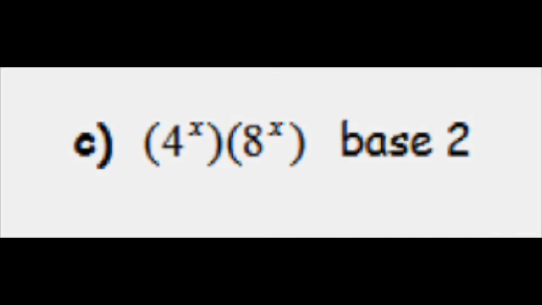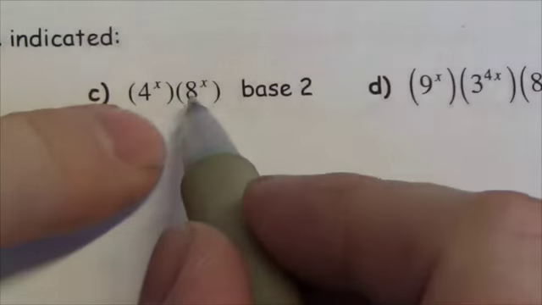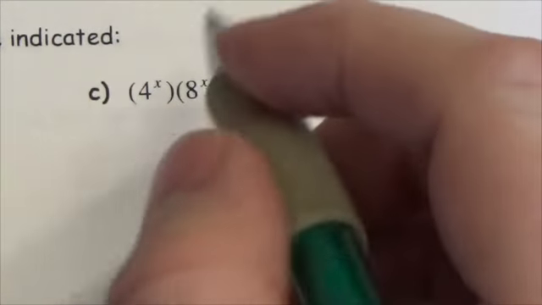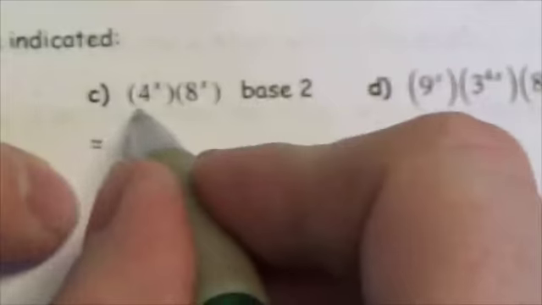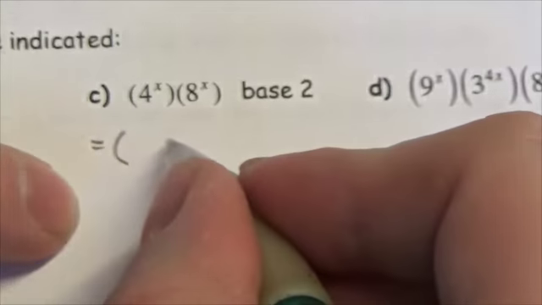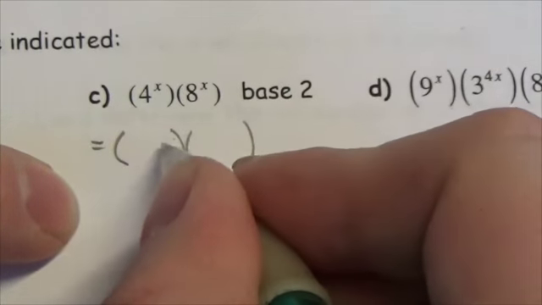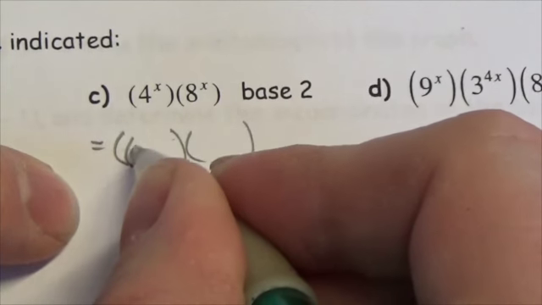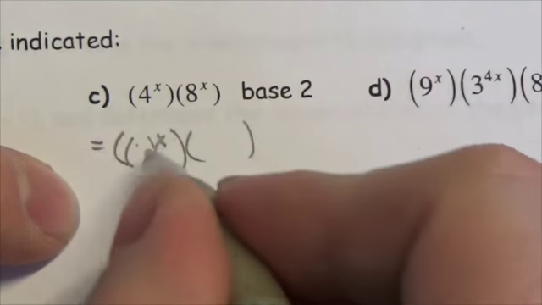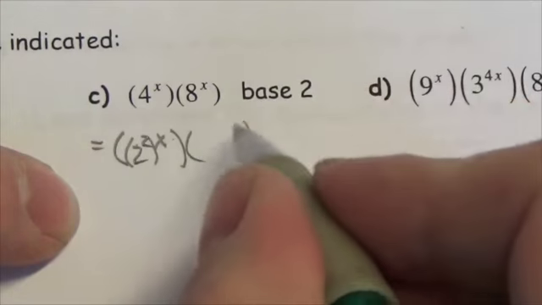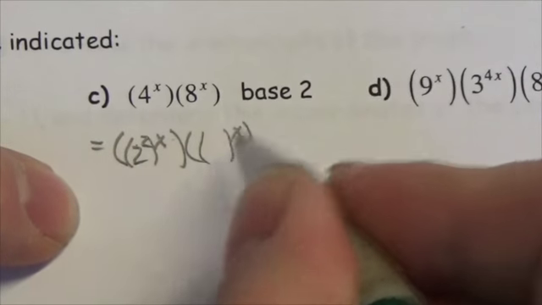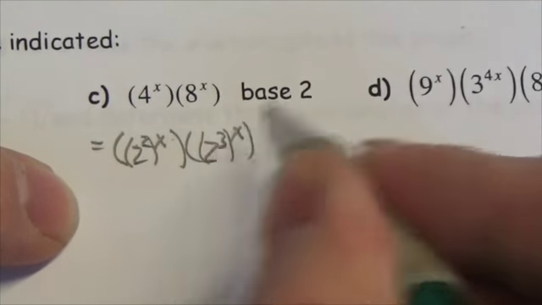4 to the x times 8 to the x, to a base of 2. All right, this one's a little different because now I've got 2 terms here, 2 bases. Okay, so 2 powers here, 4 and 8, and I'm going to put these in kind of double parentheses here. 4 is going to be some power of 2. Well, it's 2 squared. 8 is some power of 2. Well, it's going to be 2 cubed.